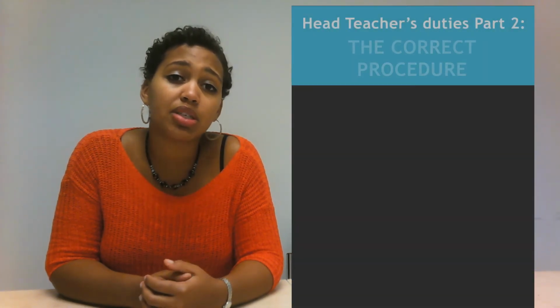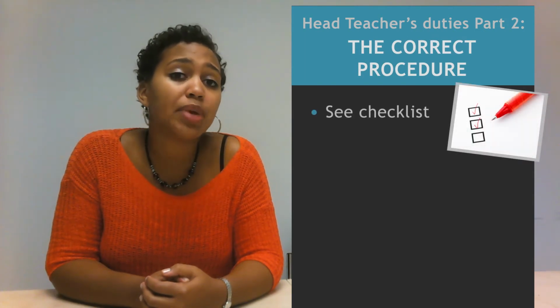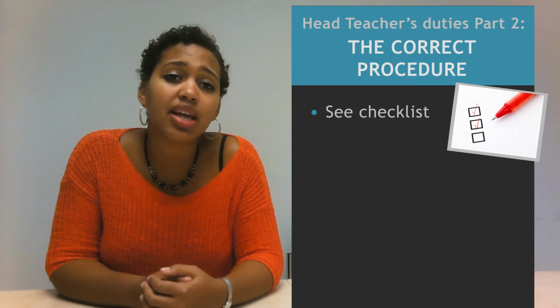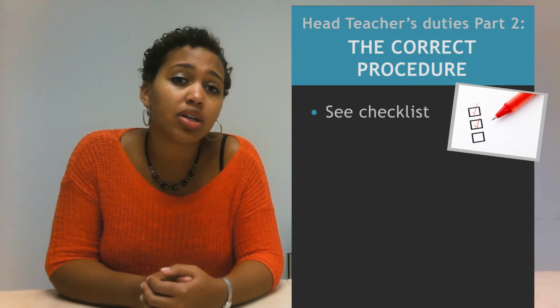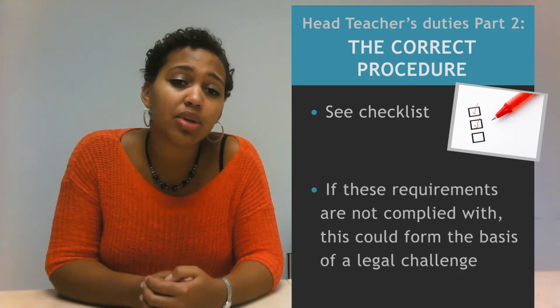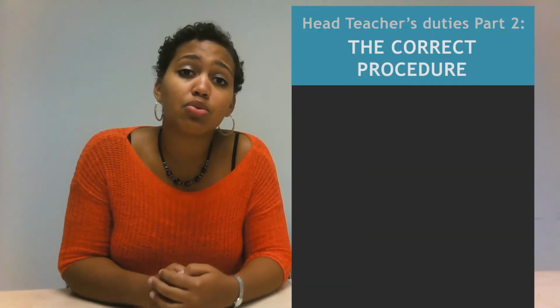Once a decision to exclude has been taken, the head teacher must comply with a number of procedural requirements. We've put a checklist in the description box which will be helpful to parents and governors as well as head teachers in understanding what needs to happen after an exclusion. It is important to know that if these steps are not complied with, this may be a ground to legally challenge the exclusion. So what are the procedural requirements?